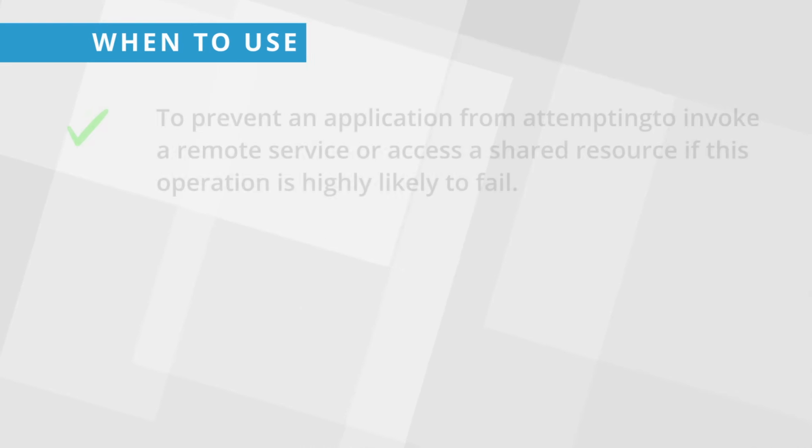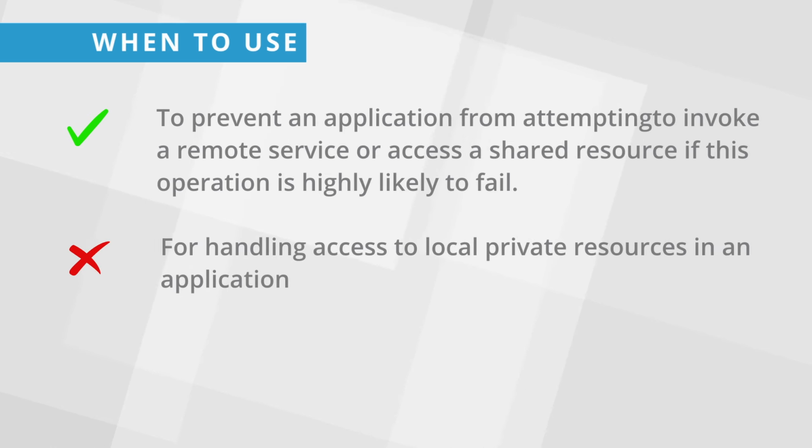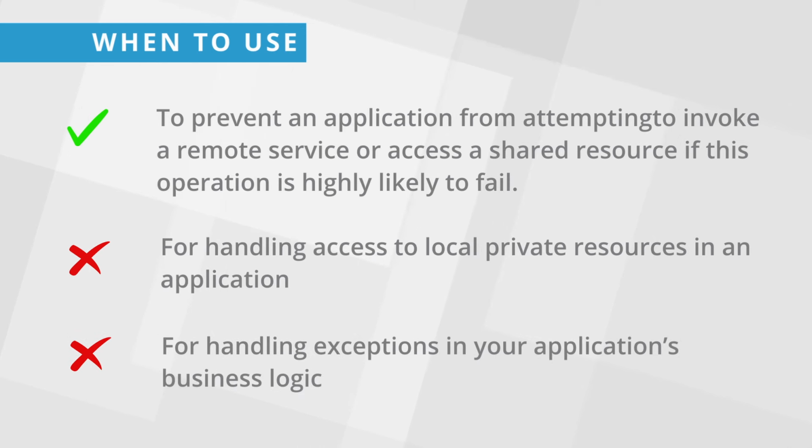Use this pattern to prevent an application from attempting to invoke a remote service or access a shared resource if this operation is highly likely to fail. This pattern is not recommended for handling access to local private resources in an application, such as an in-memory data structure. In this scenario, using a circuit breaker would add overhead to your system. It is also not recommended to use the pattern for handling exceptions within your application's business logic.